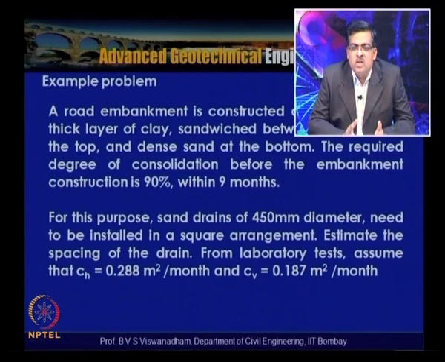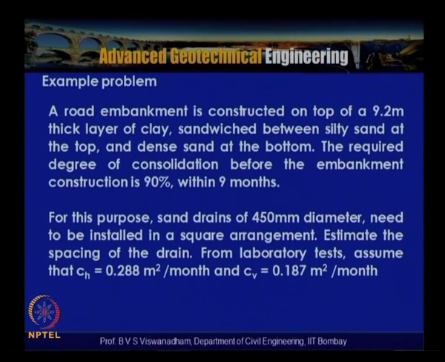You can also consider the triangular layout and the square arrangement, and you can compare how these spacings are varying. So estimate the spacing of the drain. From the laboratory test, what has been obtained is that CH is equal to 0.288 meter square per month and CV is equal to 0.187 meter square per month. So in calculating TR, the units need to be considered properly.